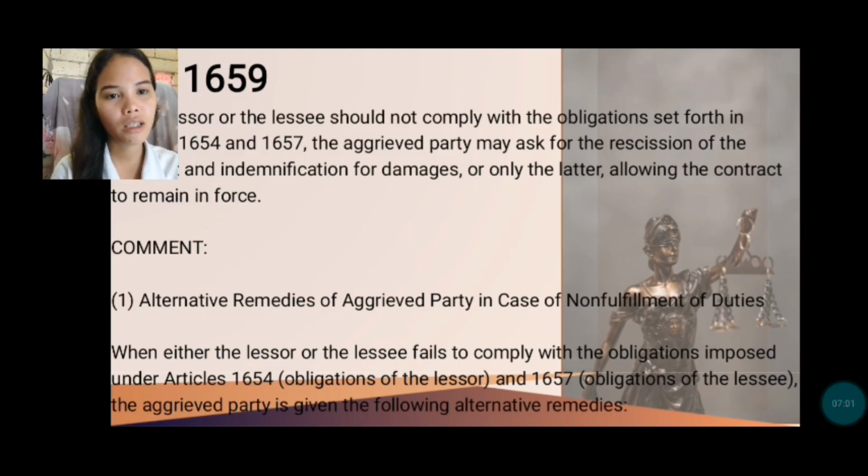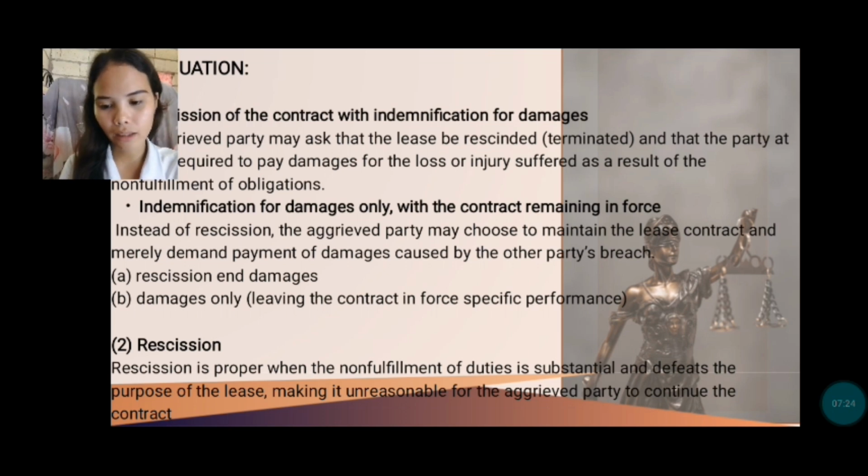Comment. Alternative remedies of the aggrieved party in case of non-fulfillment of duties. When either the lessor or the lessee fails to comply with the obligations imposed under Articles 1654, obligation of the lessor, and 1657, obligation of the lessee, the aggrieved party is given the following alternative remedies.